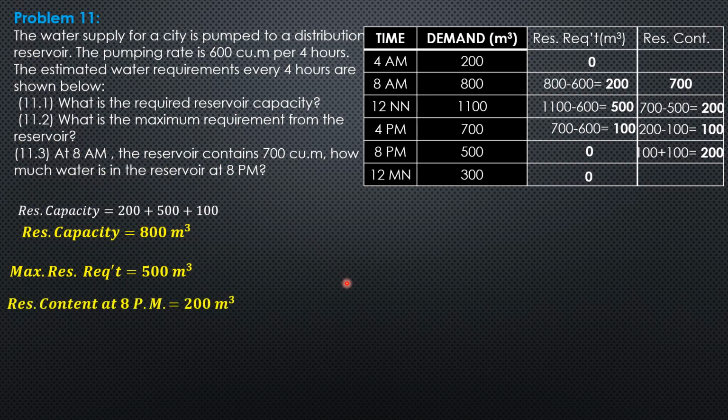So that's it. So if the question is how much water is in the reservoir at 12 midnight? So the answer is 200 plus 300, so 500. Expect 500 cubic meters at 12 midnight. Because the demand is only 300, then there is an excess of 300, 600 minus 300, 300 cubic meters should be stored in the reservoir. So if the question was at 12 midnight, then the reservoir content would be 500. But this is the question, so that's the answer.